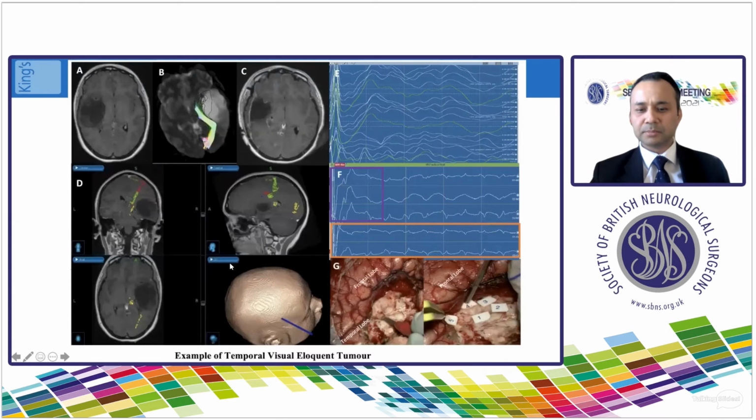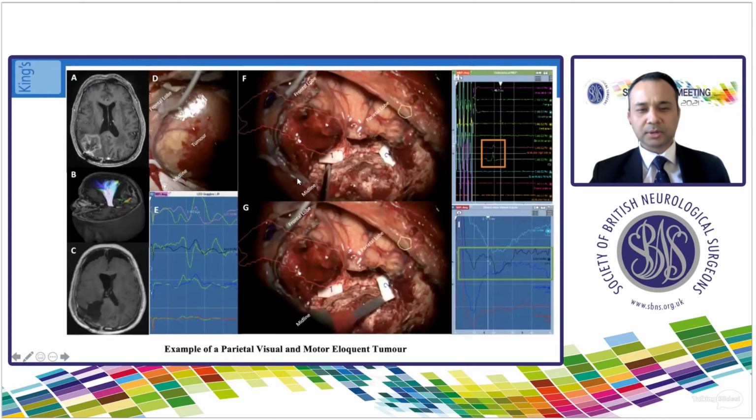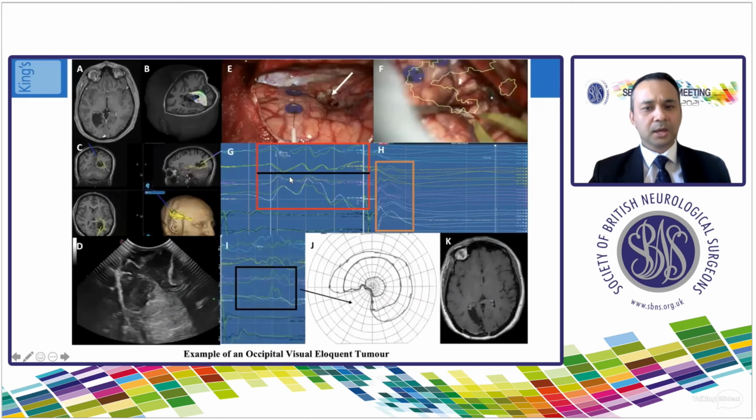And this is an example of a temporal visual eloquent tumor, which is in close proximity to the optic radiation, and we were able to record positive recordings as well as negative recordings on the subcortical stimulation. Similarly, this is a parietal eloquent tumor, which had positive as well as corticospinal tract recordings subcortically. With the superimposed, you can see the red lines showing the superimposed CST and the yellow lines showing the superimposed optic radiation from the tractography, which correlated during the surgery, and positive recordings on the electrophysiology.